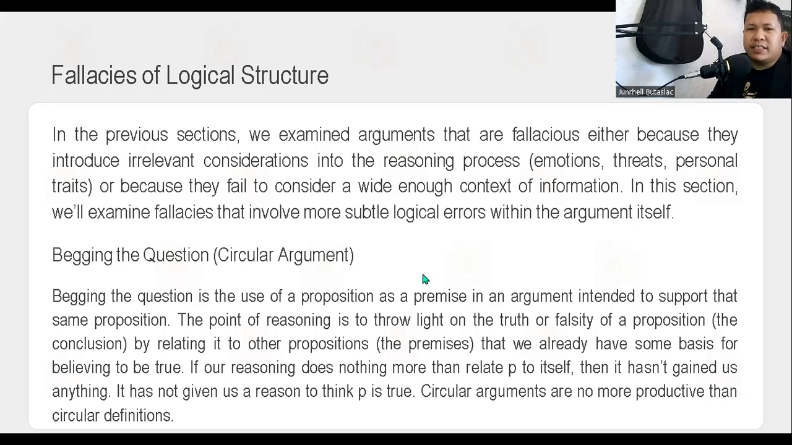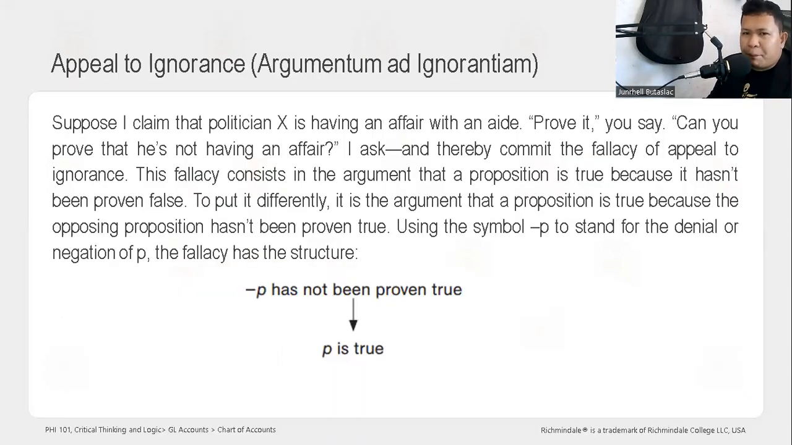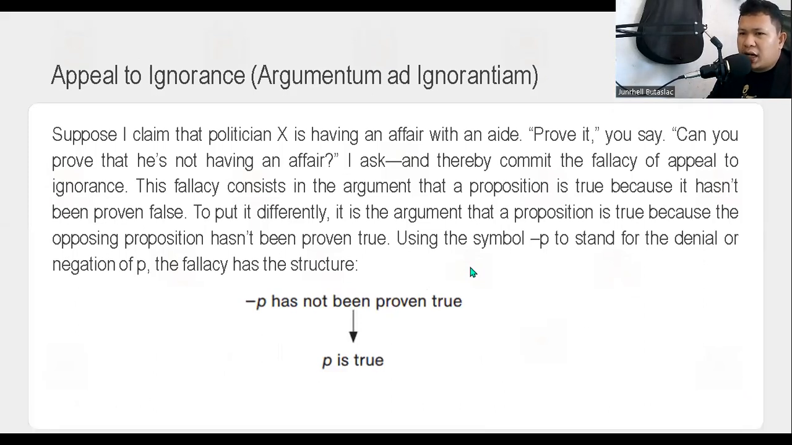All right, so next is the argument from appeal to ignorance, argumentum ad ignorantiam. Suppose I claim that politician X is having an affair with an aide. You say, prove it. I ask, can you prove that he's not having an affair? And thereby commit the fallacy of appeal to ignorance.